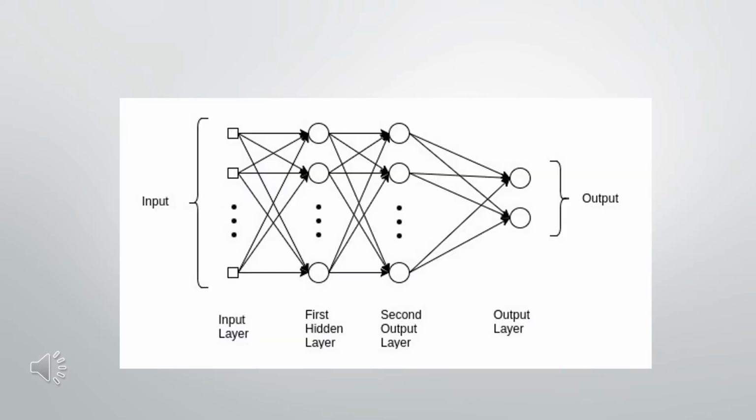This is an example of the multi-layer perceptron where the input layer exists only as one part, then the first hidden layer, the second hidden layer, and the output layer. So here we have multiple hidden layers.